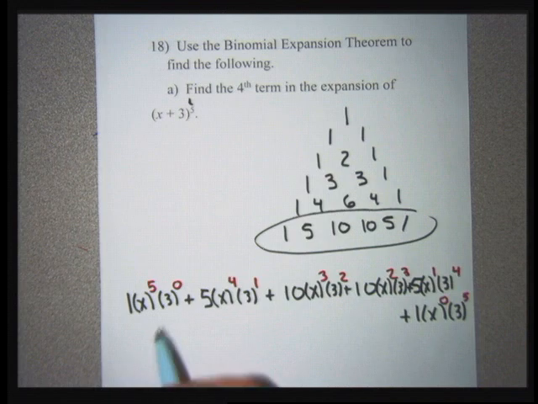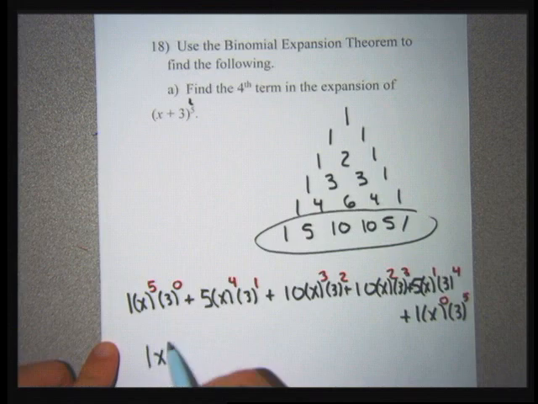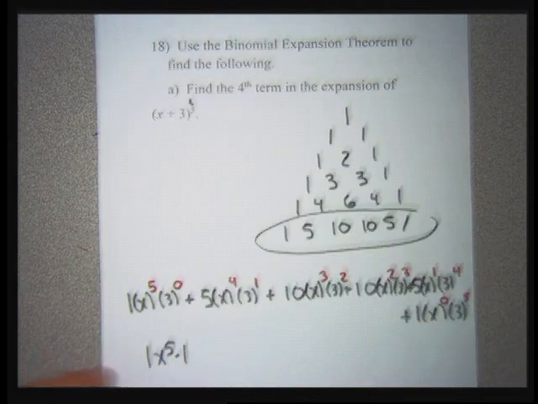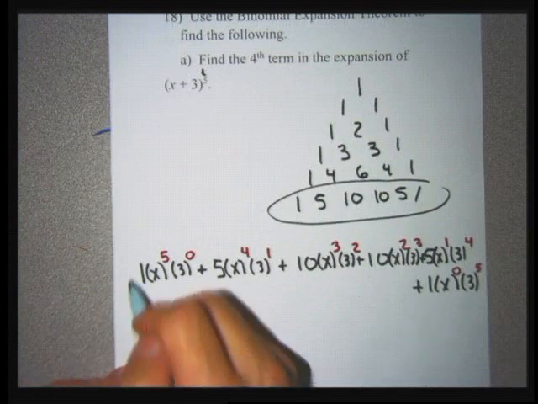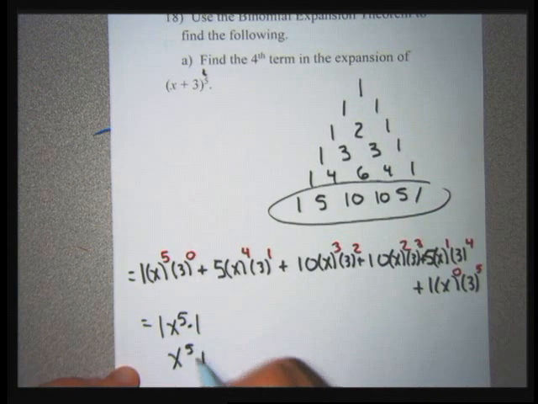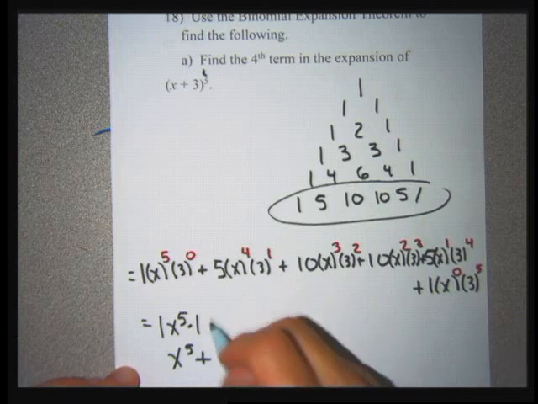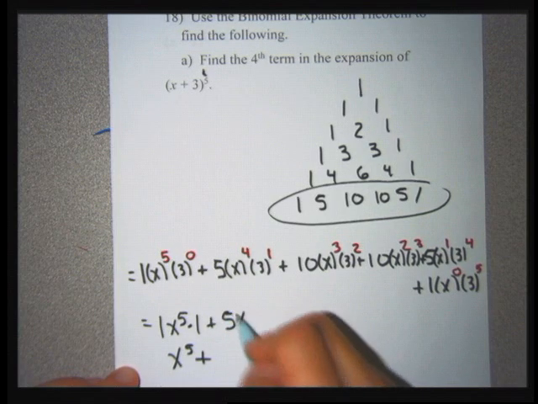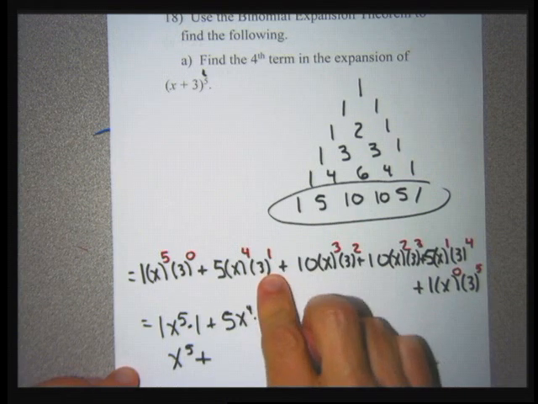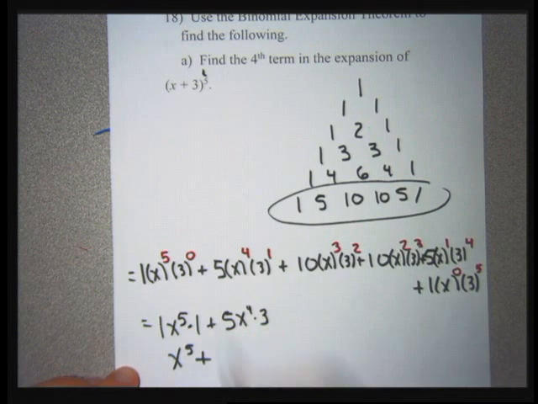So the first term in my expansion is going to be 1 x to the 5th times 3 to the 0, and anything to the 0 power is 1. So in this expansion, the first term is just going to be x to the 5th. The second term is going to be plus 5 times x to the 4th times 3, because 3 to the first power is 3. I multiply the 5 and the 3, and I get 15x to the 4th.